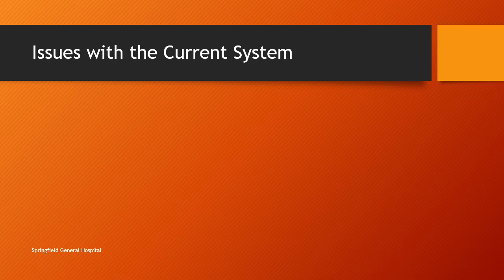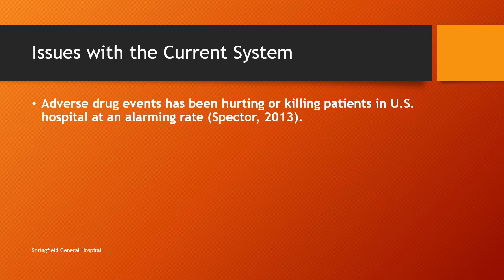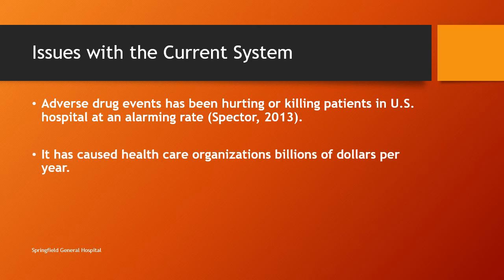Let's discuss the issues with the current system. Adverse drug events, which include issues such as prescription errors and miscommunication due to similar drug names, have been hurting and killing patients in United States hospitals at a consistently alarming rate. It costs healthcare organizations $1 billion per year, in addition to the loss of lives.